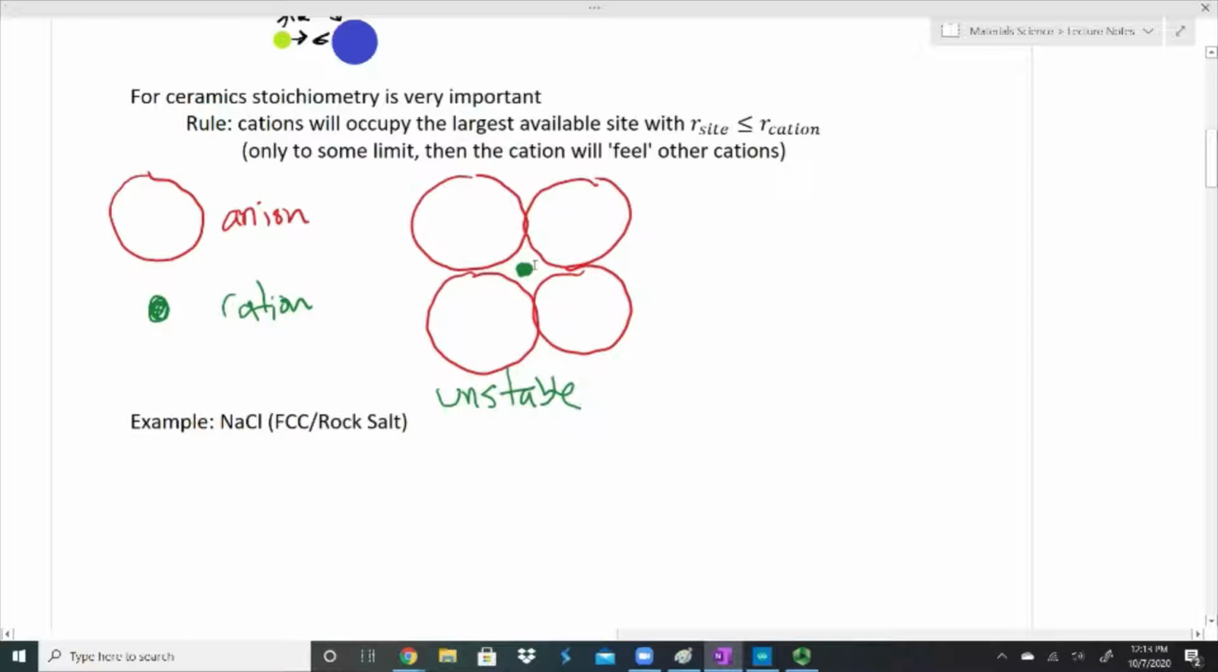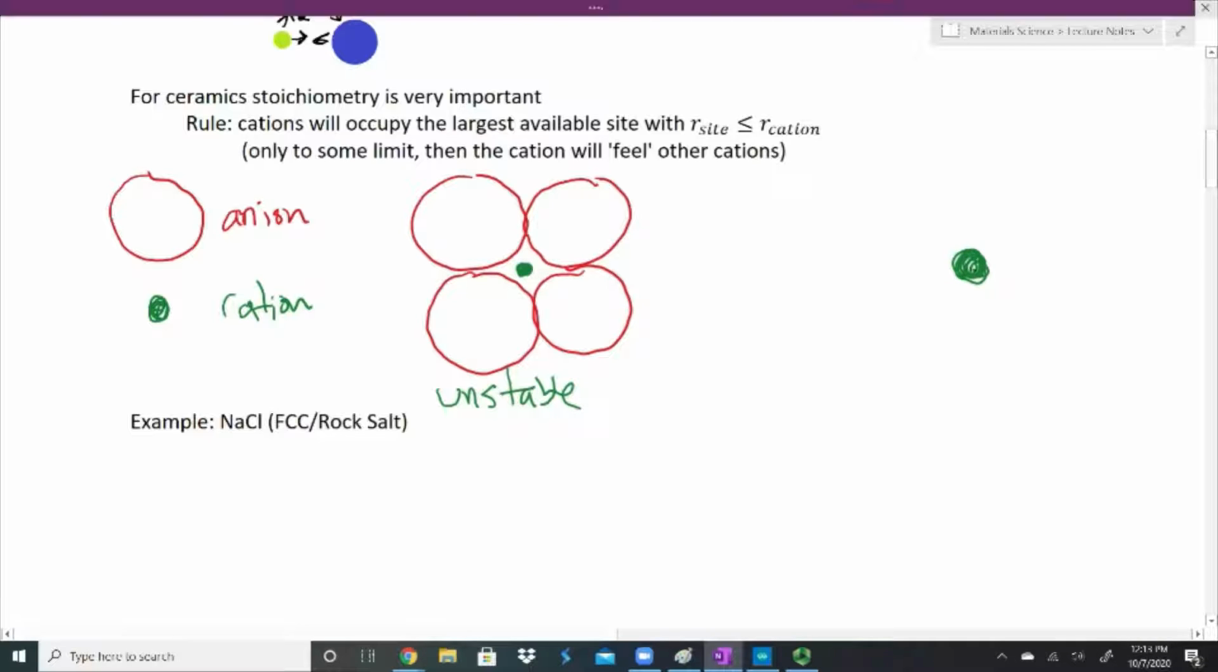We can have a different picture. Let's say that I have a larger cation and or smaller anions.